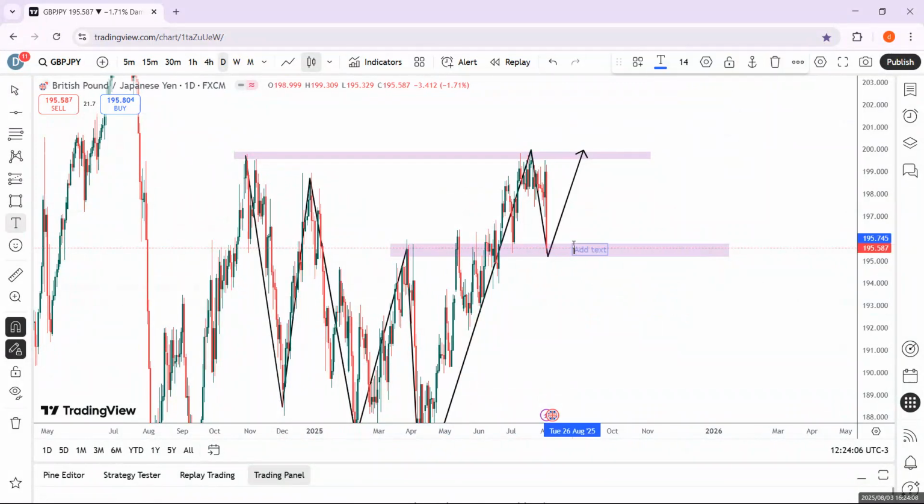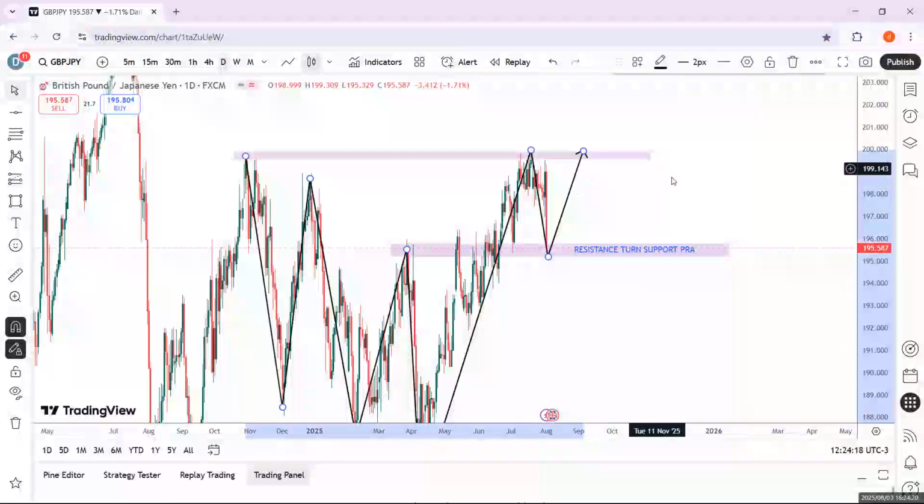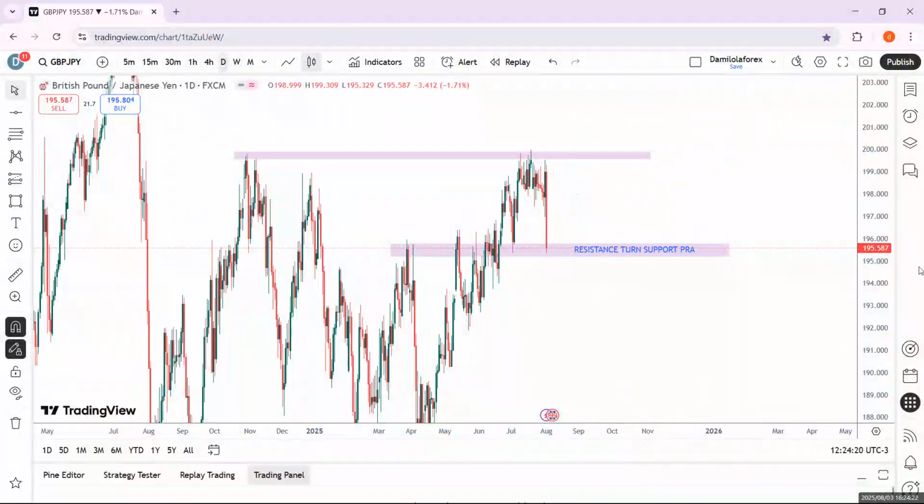Okay, so let's go ahead and tag it. We'll tag this as resistance turn support PRA. Okay, so we know that price is only trying to turn this resistance level to a support for takeoff to the top. Okay, so what are we going to do? My job for the week is minting money by just this understanding.